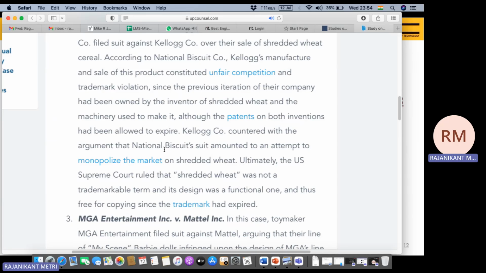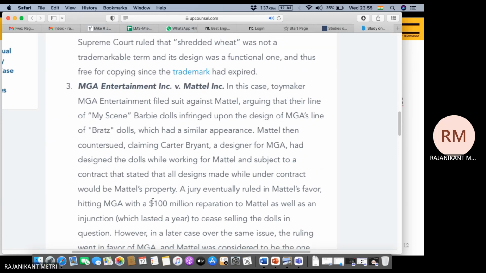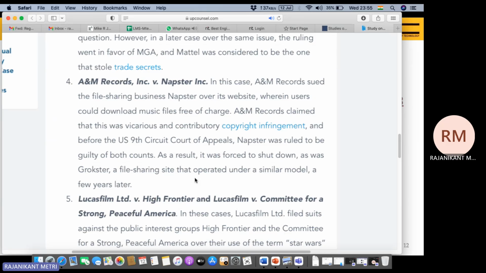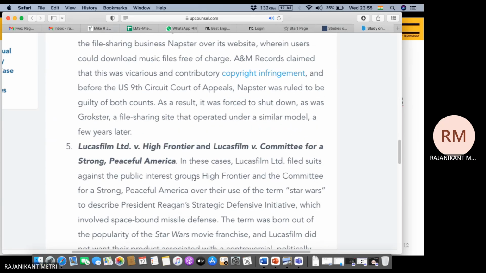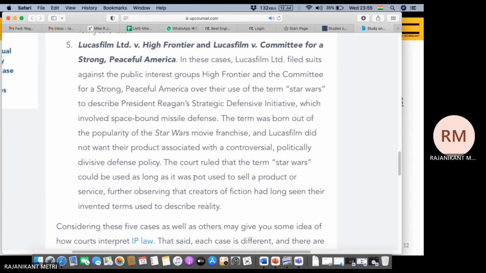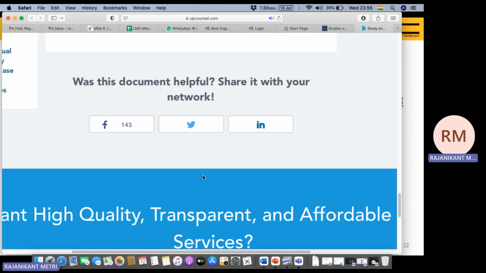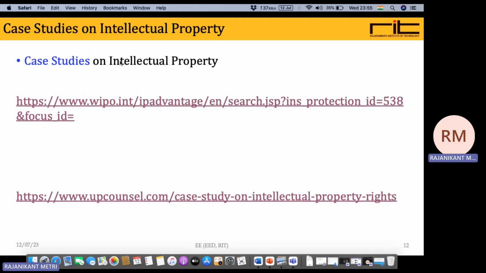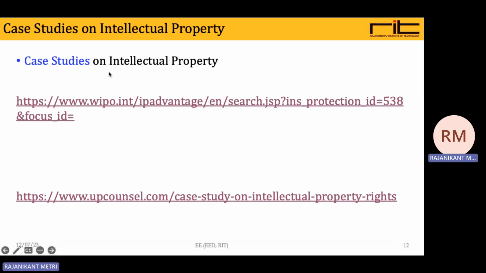Kellogg countered with the argument that National Biscuit's suit amounted to an attempt to monopolize the market on shredded wheat. Ultimately, the US Supreme Court ruled that shredded wheat was not a trademarkable term and its design was functional and thus free of copying since the patent had expired. One other case is also given. So these are interesting cases. You can test them as per your interest. So these are some of the case studies on intellectual property.